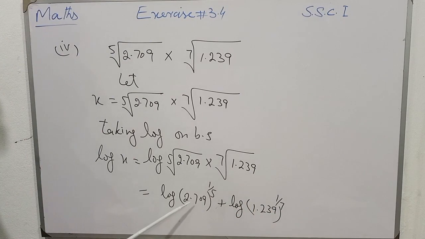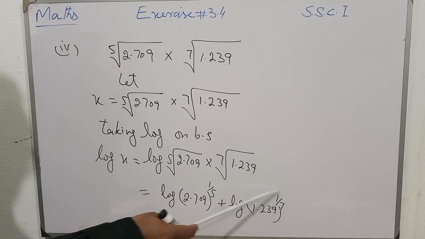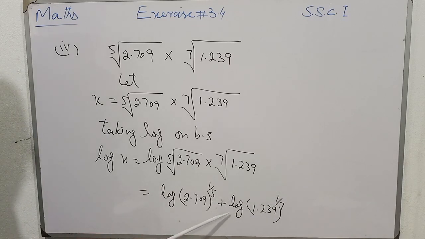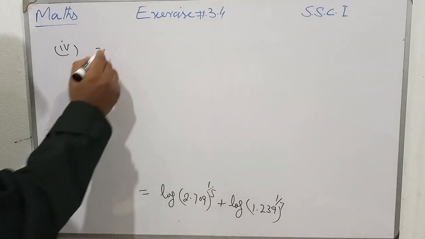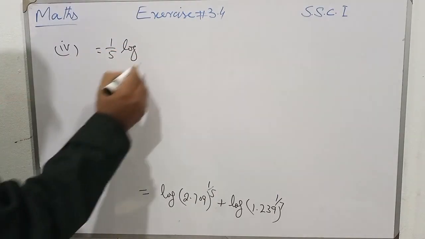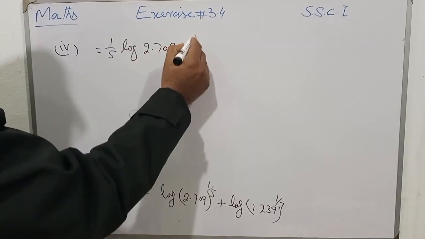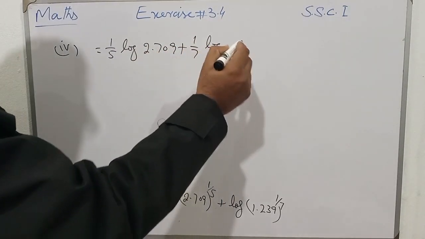Now students, we will apply the third law, that is if there is exponent of log number, that exponent will be written before the log, as well as this is the exponent of log number and 1 over 7 is written before the log. So I will write 1 over 5 before log, and it will become 1 over 5 log 2.709 plus 1 over 7 log 1.239.